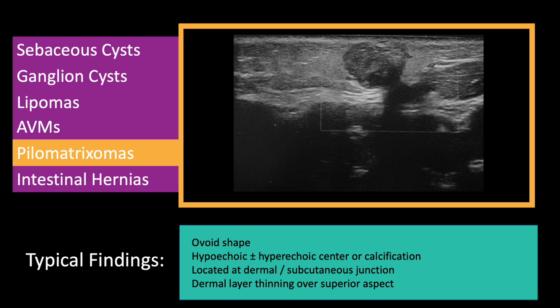On ultrasound, they are ovoid in shape with a heterogeneous texture that will often show hyperechoic or calcific appearance with posterior shadowing. And their location at the dermal and subcutaneous junction is a hint at their origin. They will often show dermal thinning over the superior aspect of the lesion, and these often need to be referred to dermatology for excision and investigation, as there is a low rate of malignant transformation.